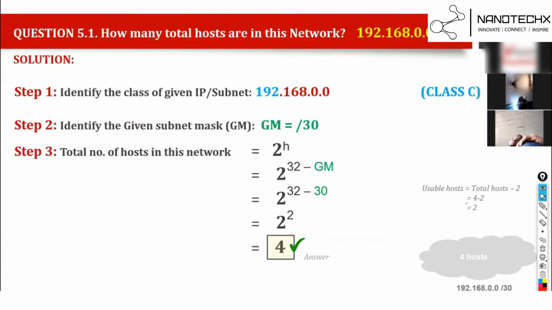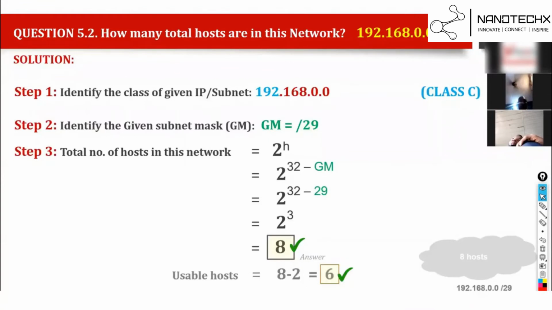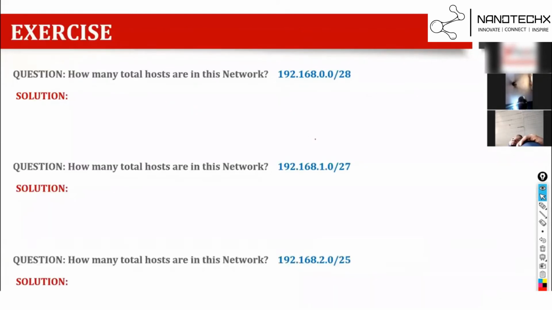It means we get 4 IP addresses in total, out of which 2 are usable because the first and last are not usable. Another example, 192.168 with /29, we came to know that it gives us 8 IP addresses. 192.168/24 gives us 256. This is how, when you see the overall picture, you will come to know. Then /30 again gives us 4 IP addresses. This is the exercise which you guys have to do.